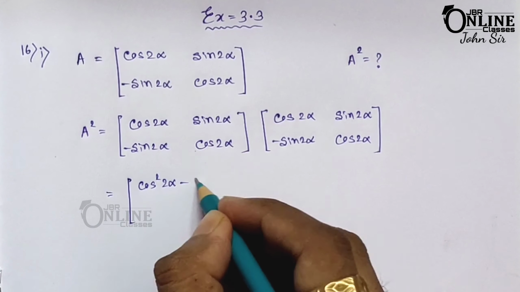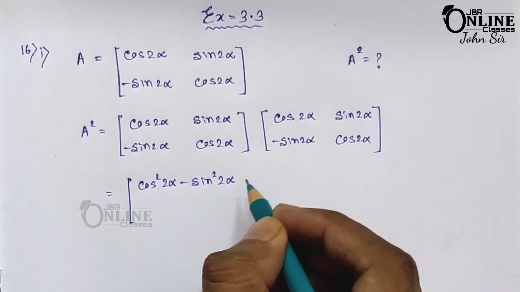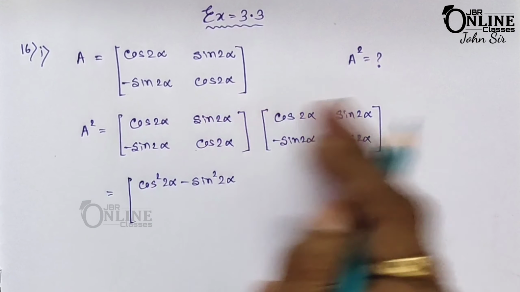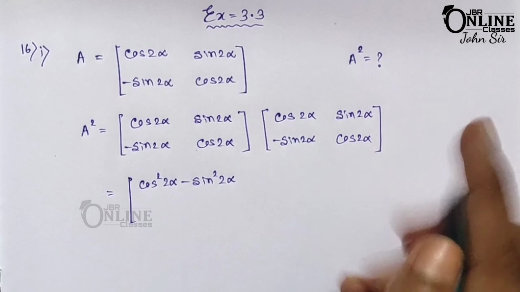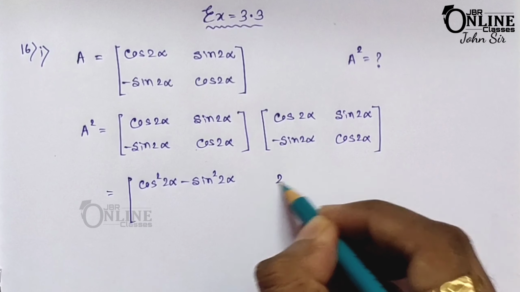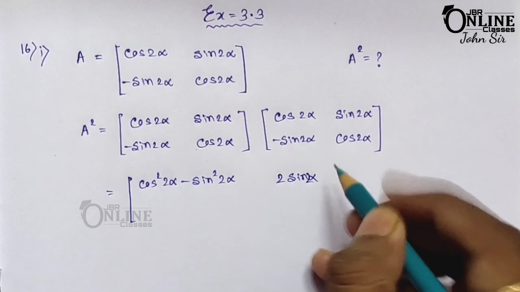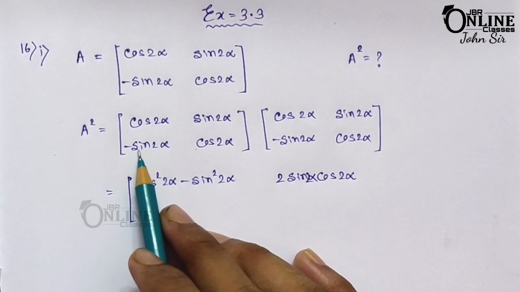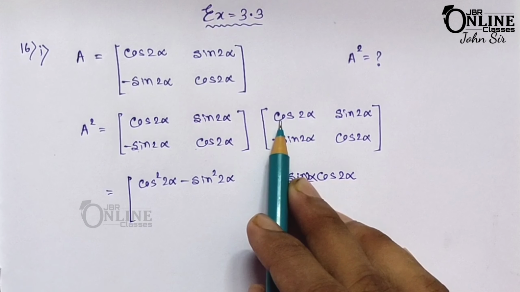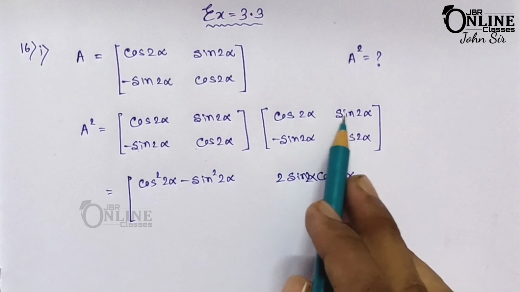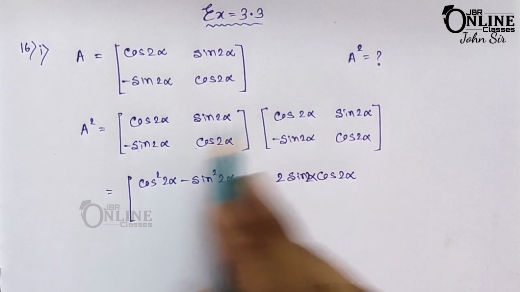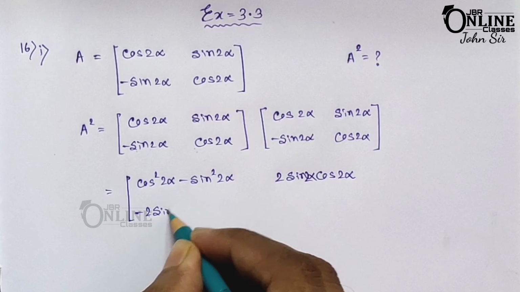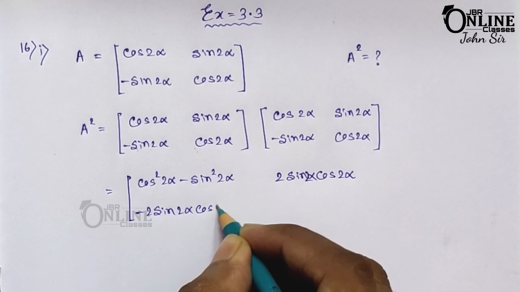Then as here minus, it will be minus sin square 2 alpha. Here sin 2 alpha cos 2 alpha, so it will be cos 2 alpha sin 2 alpha, then again cos 2 alpha sin 2 alpha. As this one will be added, you can just write directly 2 sin 2 alpha cos 2 alpha. The next one minus sin 2 alpha cos 2 alpha, and here also minus sin 2 alpha cos 2 alpha, so you can write minus 2 sin 2 alpha cos 2 alpha.